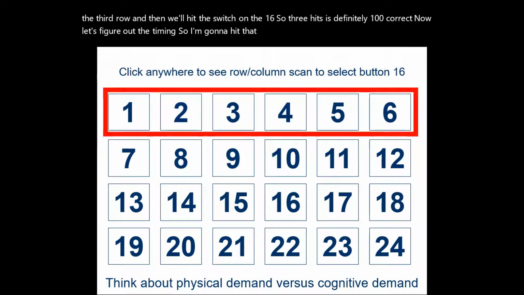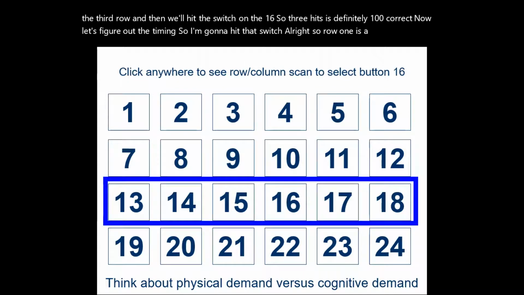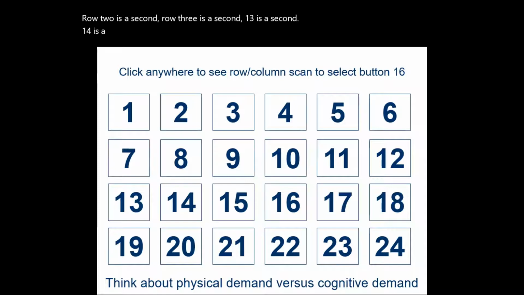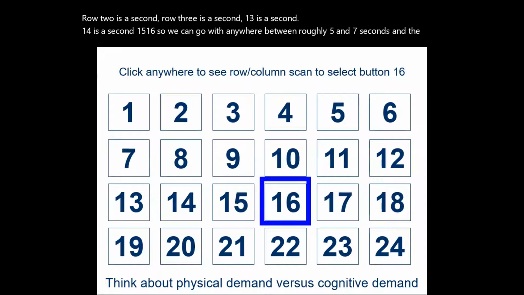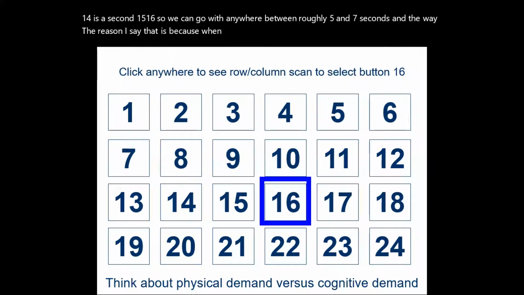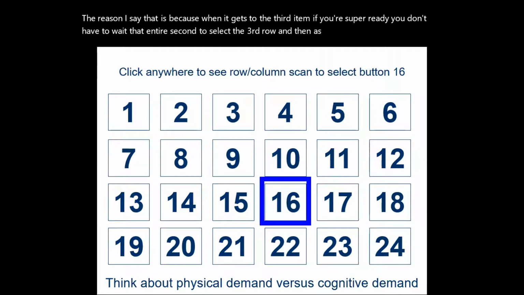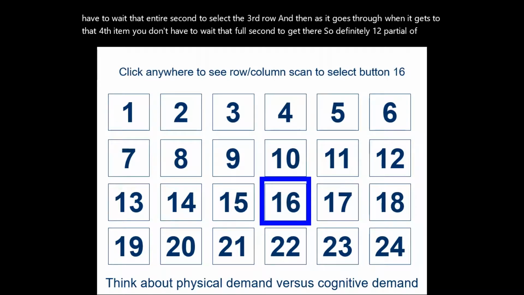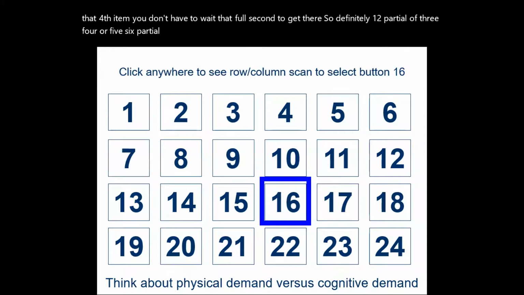All right, so row 1 is a second, row 2 is a second, row 3 is a second, 13 is a second, 14 is a second, 15, 16. So we can go with anywhere between roughly 5 and 7 seconds. And the reason I say that is because when it gets to the 3rd item, if you're super ready, you don't have to wait that entire second to select the 3rd row. And then as it goes through, when it gets to that 4th item, you don't have to wait that full second to get there. So definitely 1, 2, partial of 3, 4, 5, 6, partial of 7, right? So 5 to 7 seconds to get there.